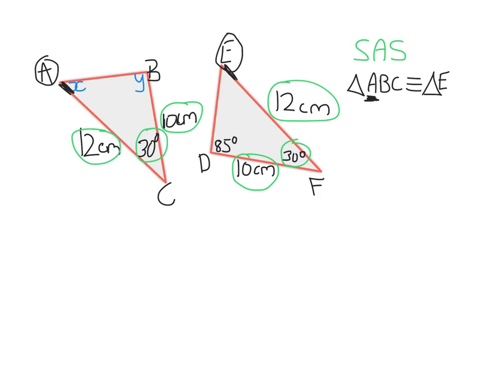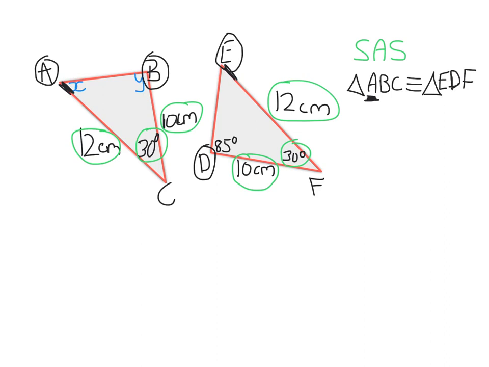Which one does B correspond to? B is touching the 10 centimeter line, but not the 12 centimeter line. So B will correspond to D. And then C will correspond to F. So it's important that you line up the vertices. Now that we know that they're congruent, let's find X and Y.